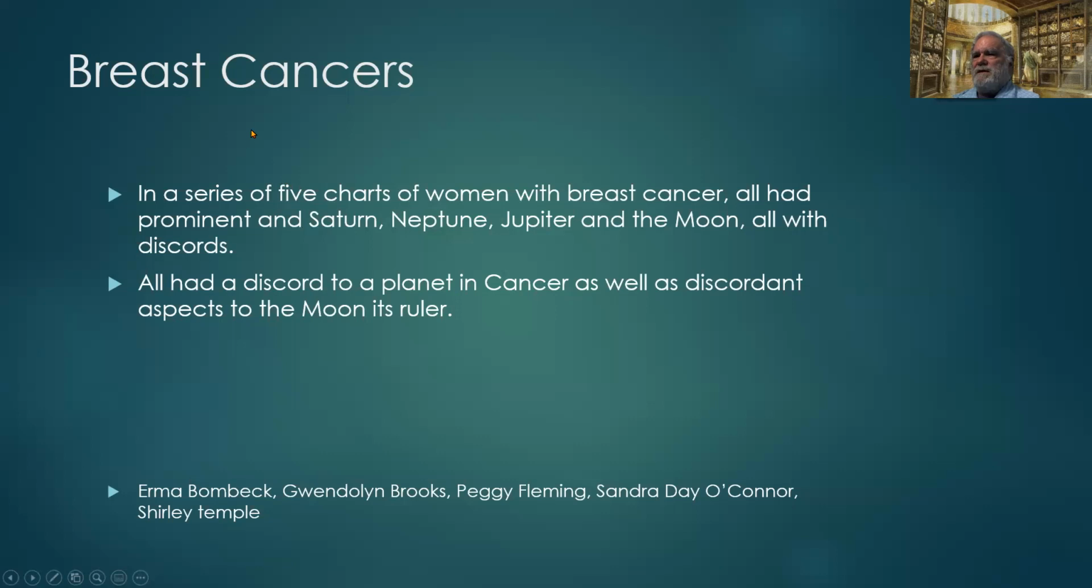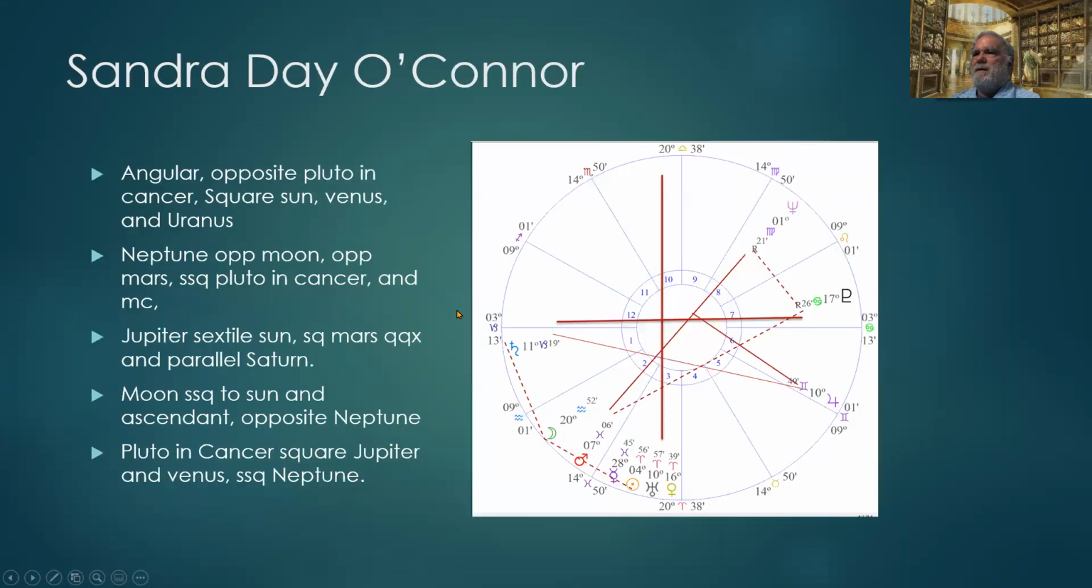So this is our pattern. We have the constants, and then we have discords in the tissue where the cancer develops. Here's an example chart. This is Sandra Day O'Connor, former Supreme Court Justice.